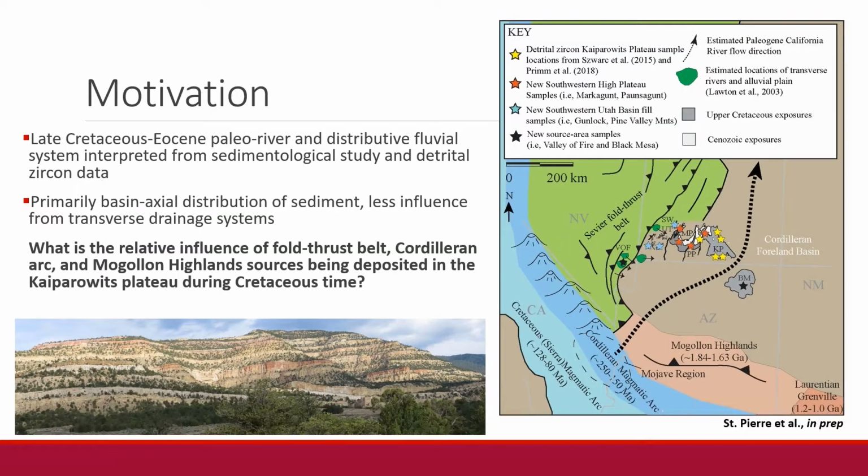So first, I really want to put this study and the motivation in context for you. The rocks in question here are from the John Henry member of the Straight Cliffs Formation, which outcrops in the Kaiparowits Plateau of southern Utah, which you can see.